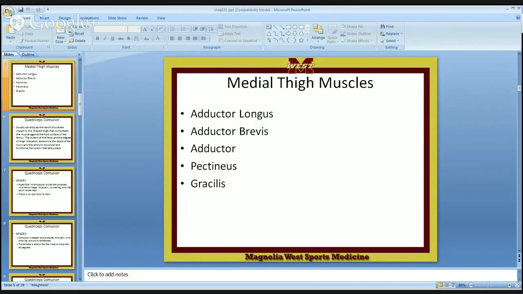Name 4 of the 5 medial muscles. Look: adductor, adductor, adductor. There's 3 of them right there. Then pectineus and gracilis. So pick 4 out of 5. Longus, brevis, adductor. I think that's probably got an official name instead of just adductor, isn't it? Adductor magnus. I think you're right. But if they write just adductor, that's fine with me.